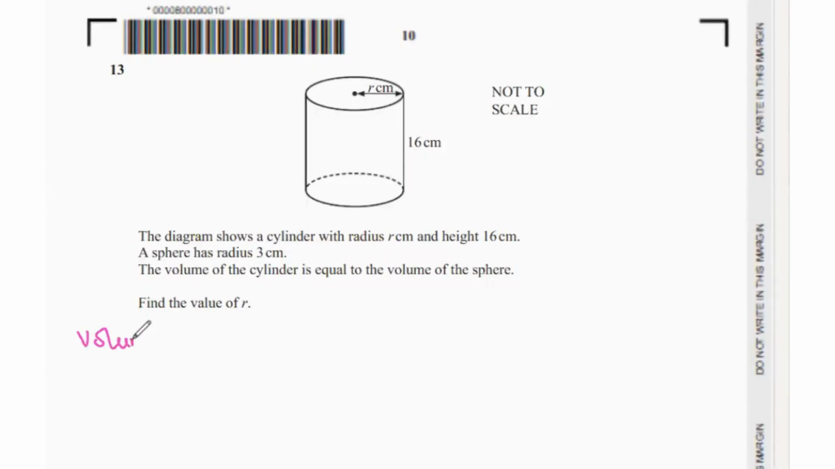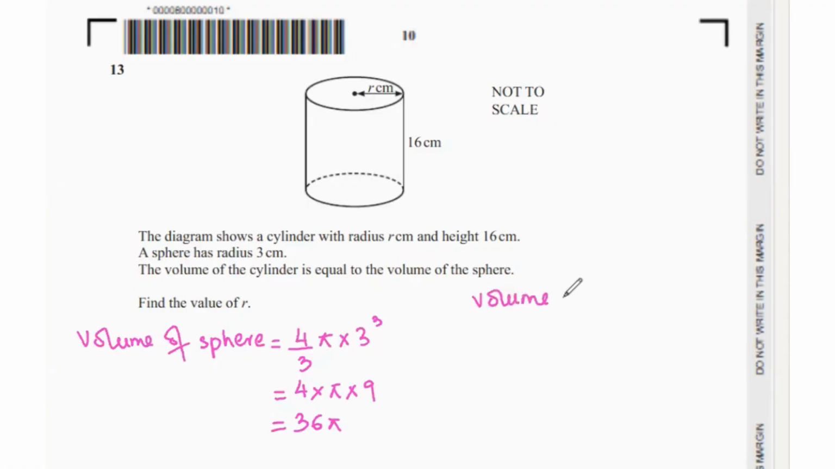So volume of sphere would be 4 over 3 pi r cubed, r being 3. 3 cubed is 27. 27 divided by 3 is 9. So 4 times pi times 9, which is 36 pi. I'm going to keep the pi as it is right now. Why? Because even the volume of the cylinder has a pi in it. So maybe we can cancel it out later. So let's just keep it as 36 pi right now.